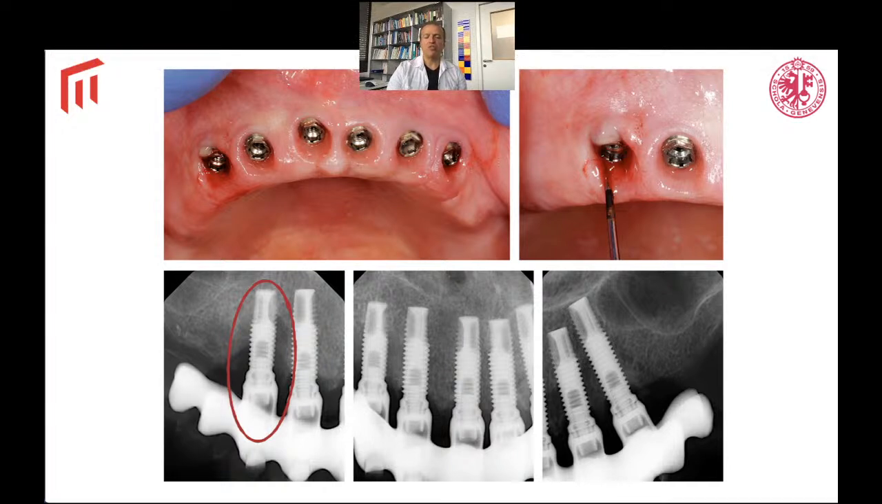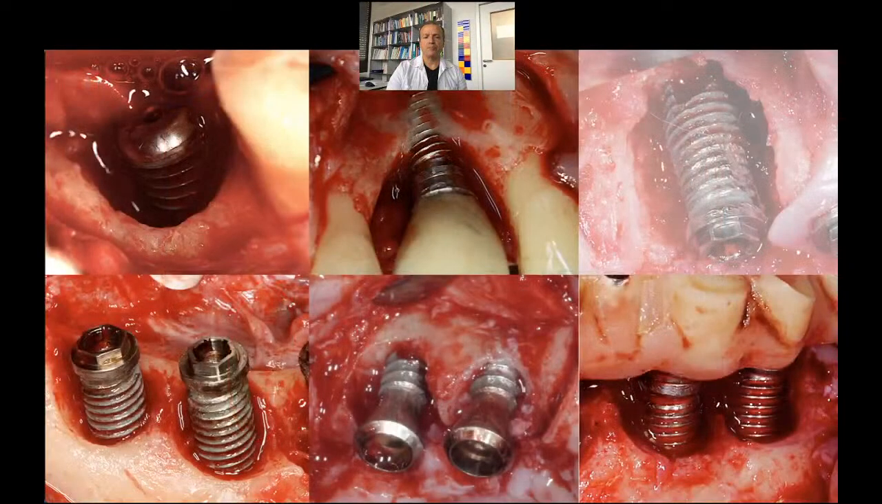So the strategic position of the implant and the defect extent are the main first thoughts that we have to make when we look at a peri-implantitis lesion.